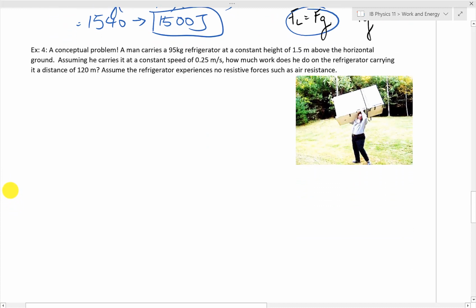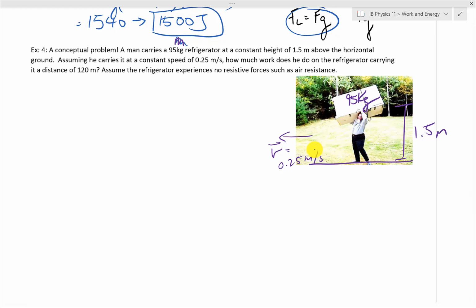It's a conceptual problem. A man carries a 95 kilogram refrigerator at a constant height of 1.5 meters above the horizontal ground. Assume he carries it at a constant speed of 0.25 meters per second. How much work does he do on the refrigerator carrying it a distance of 120 meters? Assume the refrigerator experiences no resistive forces such as air resistance.